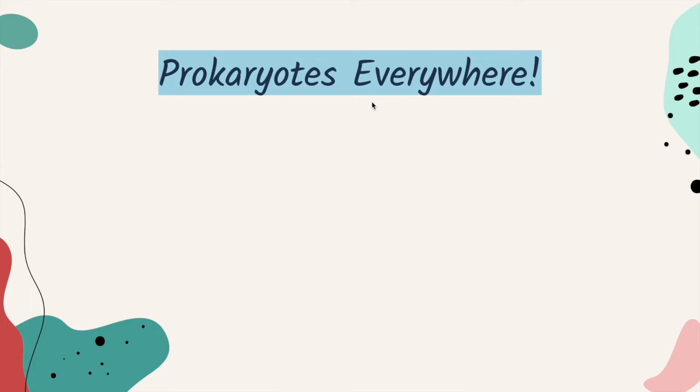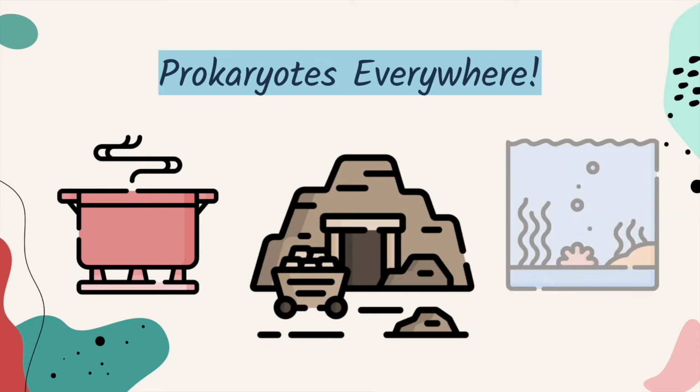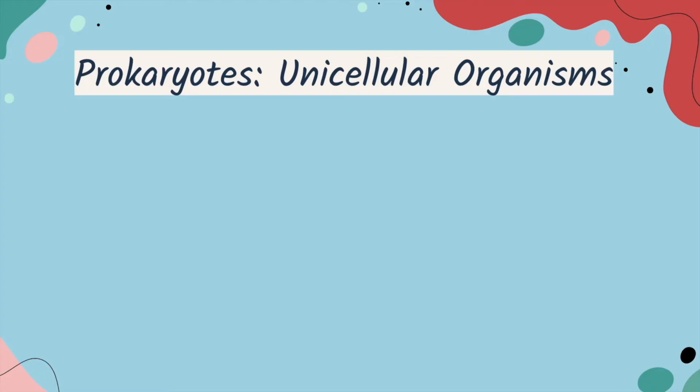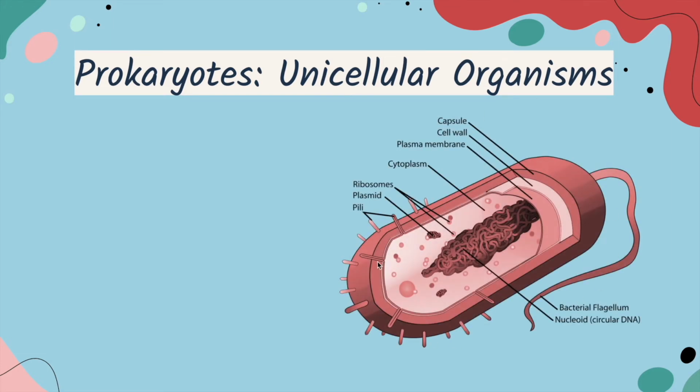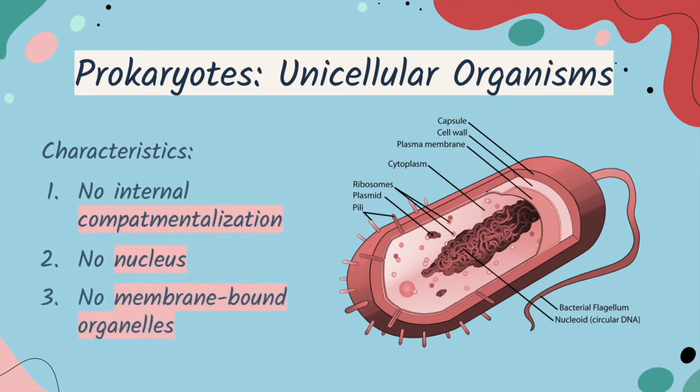They are found everywhere, including the most inhospitable places you can think of, from boiling wells to deep mine shafts to the ocean floor. Additionally, they have the simplest system that allows all processes of life to be carried out. They are simple unicellular organisms with no internal compartmentalization, no nucleus, and no membrane-bound organelles. Hence, all metabolic processes occur within the cytoplasm.